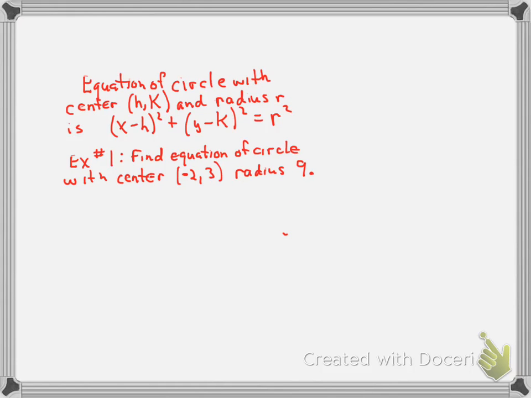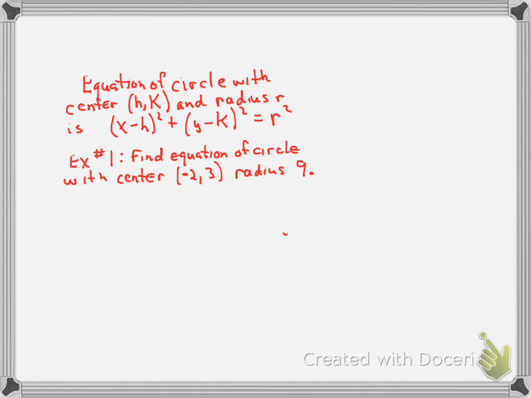So, sort of sloppily here, I apologize, I have summarized the equation of the circle with center (h, k) and radius r again, and we're going to do an example. We're going to find the equation of a circle with center (-2, 3) and radius 9.